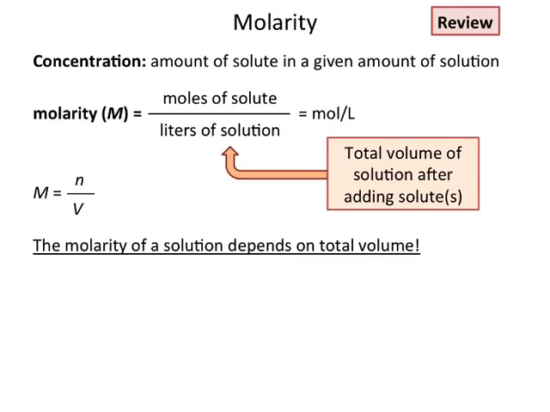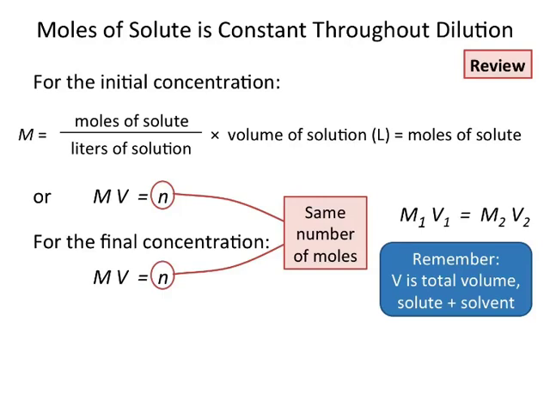This depends on the total volume of the solution after you add the solutes. And this is really important to know because we use it a lot and we assume that you know it stone cold awesome. So please remember this. Now when you're doing a dilution, the moles of solute is constant and you're just changing the amount of solvent. So you can set up an equation that relates the concentration before and after depending on the volume before and after. And we talked about this before.